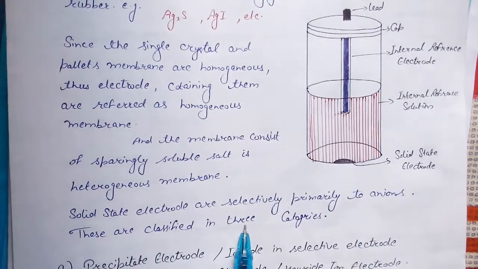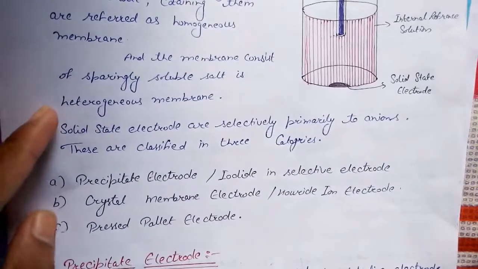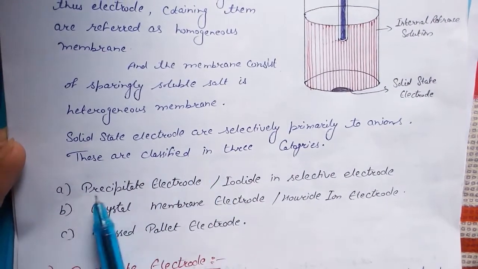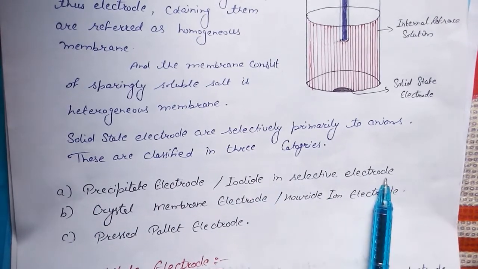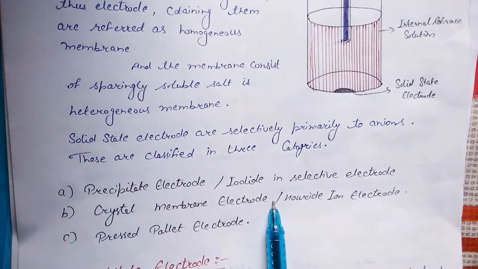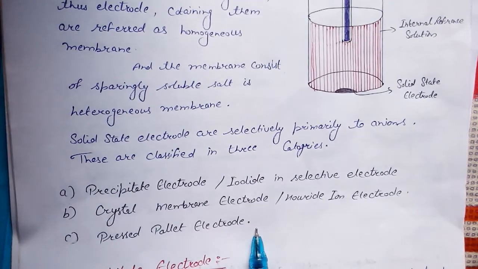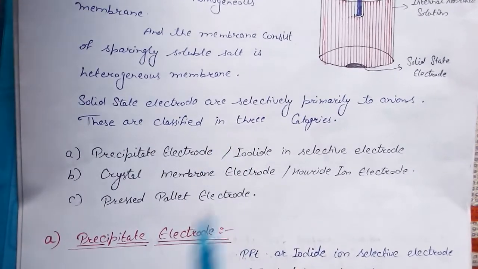And the classification is of three types. What are the three categories? I told you that we will discuss three types of it. So these are the categories of solid state electrode. First one is the precipitate electrode, or you can say iodide ion selective electrode. Next one is the crystal membrane electrode or fluoride ion electrode. Third one is the pressed plate electrode, right? First we will discuss the precipitate electrode, then the crystal membrane electrode, and then the pressed plate electrode.